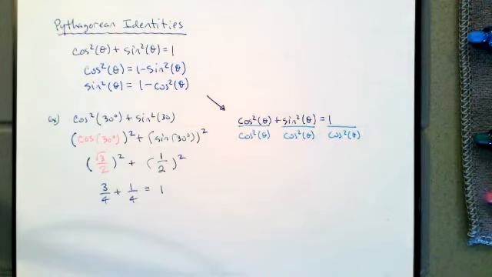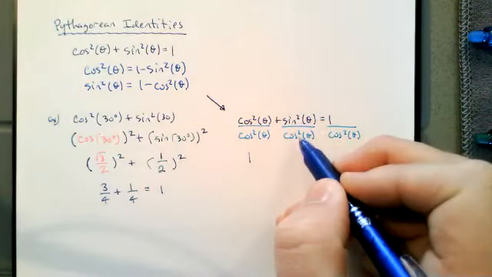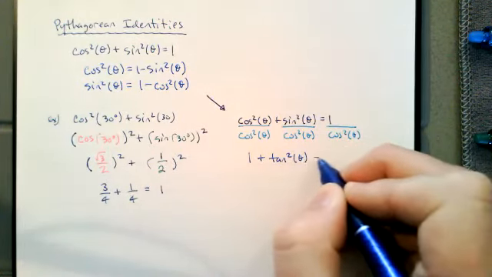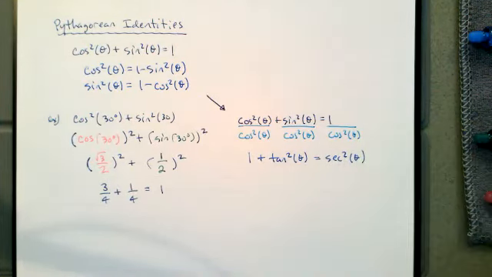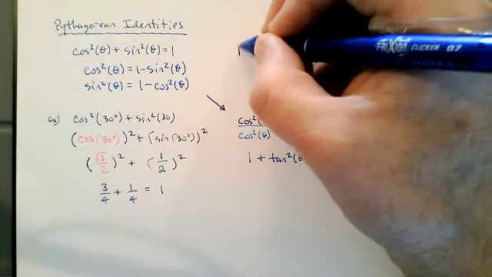we get a new form of Pythagorean identity. Cosine squared divided by cosine squared is equal to 1. Sine divided by cosine is equal to tangent. And 1 divided by cosine is the secant. So we get this new Pythagorean identity based on cosine squared plus sine squared is equal to 1. So here's another important relationship. 1 plus tangent squared is equal to secant squared. So let's put that on the list of Pythagorean identities.